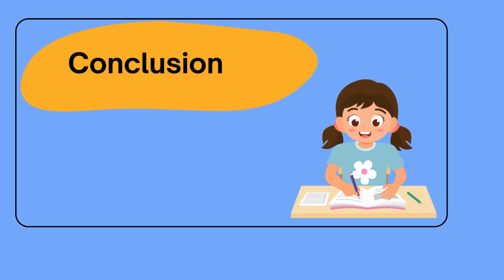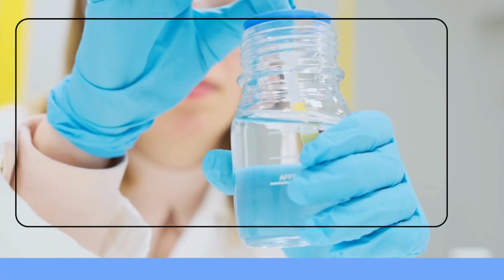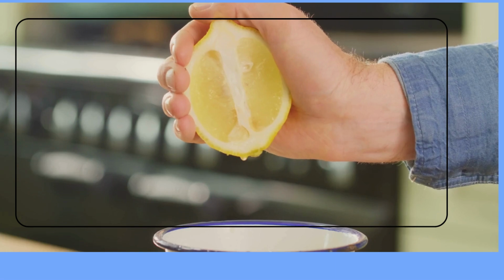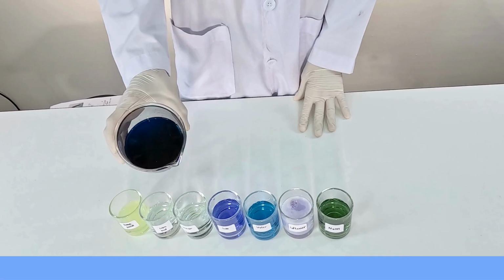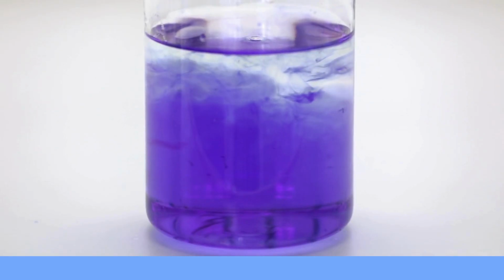Conclusion. In this experiment, we used a universal indicator to test the pH of everyday substances like lemon juice, soap water, and vinegar. The indicator changed color when mixed with each substance: red for strong acids, green for neutral, and blue for bases.